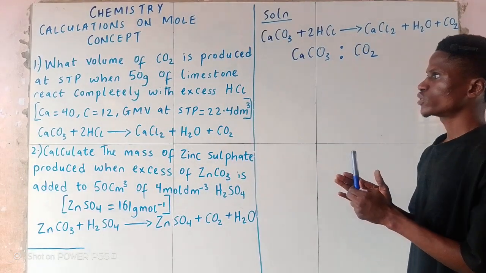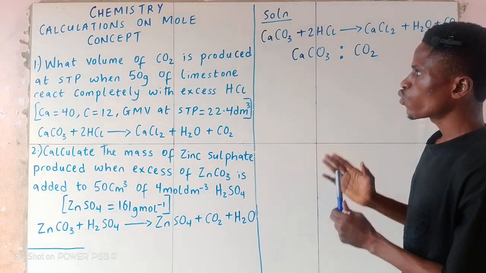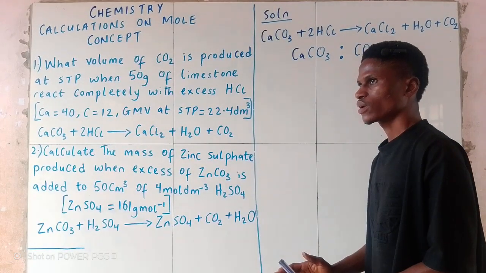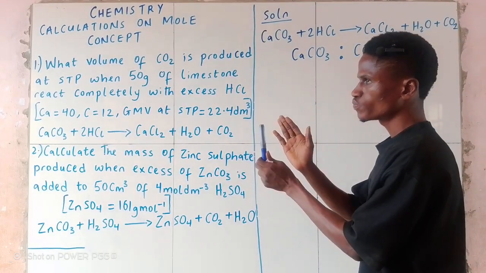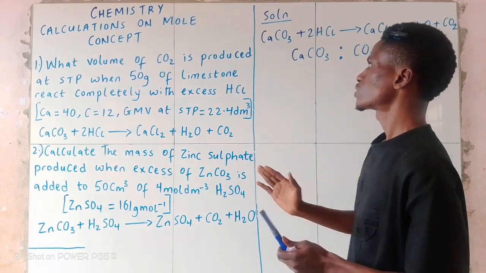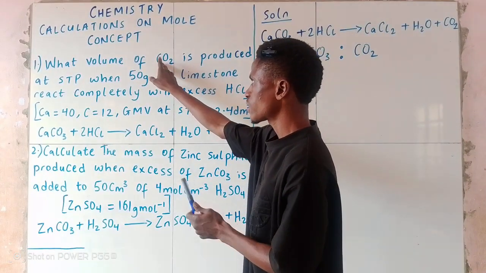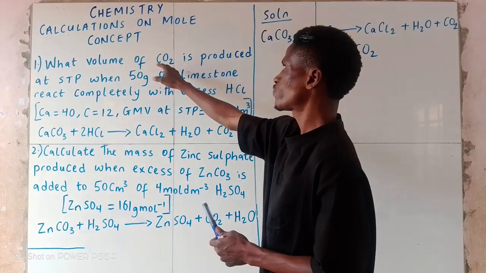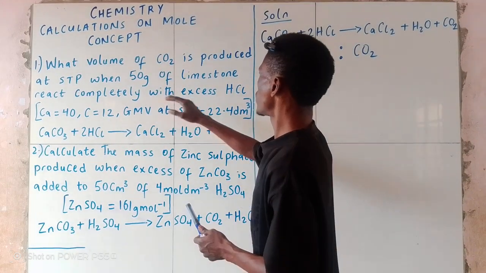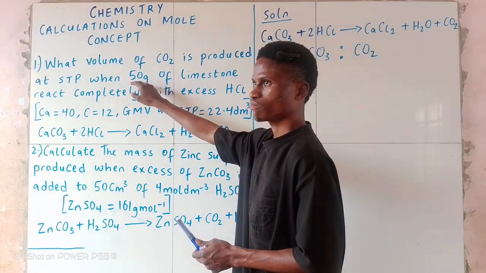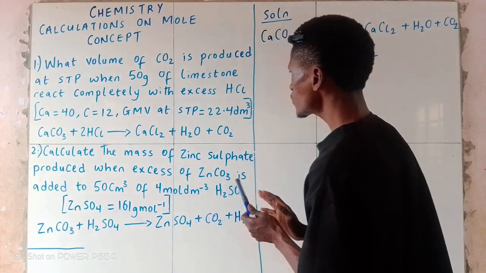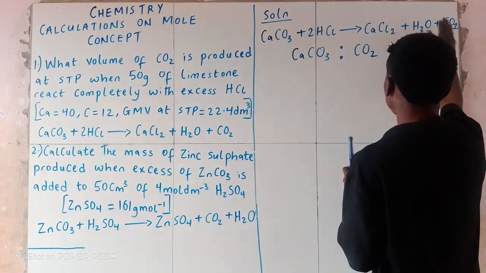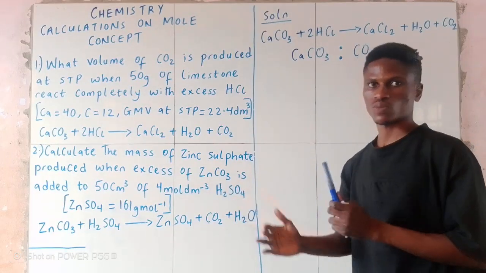My next step is to check what is the parameter for these two substances. Are they in volume or in mass? Carbon dioxide, the parameter is volume, because it says what volume of carbon dioxide. Limestone is mass, because I'm saying 50 grams. How to go about this question is to check the equation, check the mole ratio.